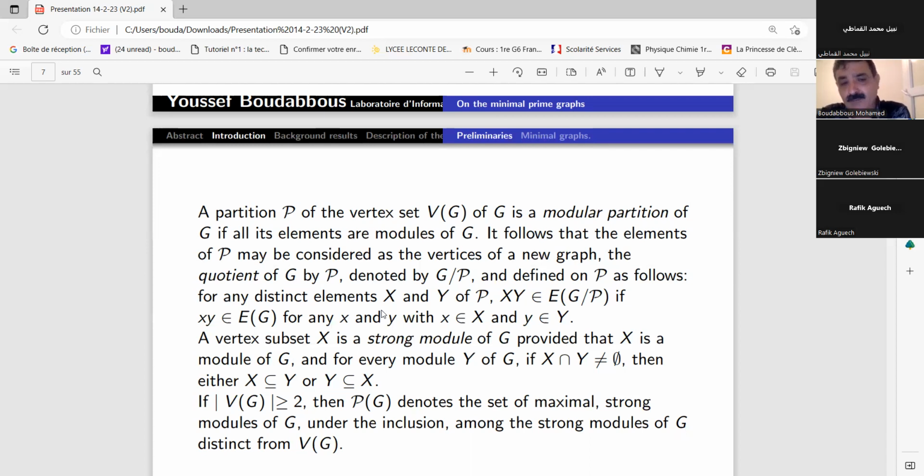Given a graph with at least 2 vertices, we denote by P(G) the set of maximal proper strong modules. That is the set of maximal strong modules under inclusion among the strong modules distinct from V(G).